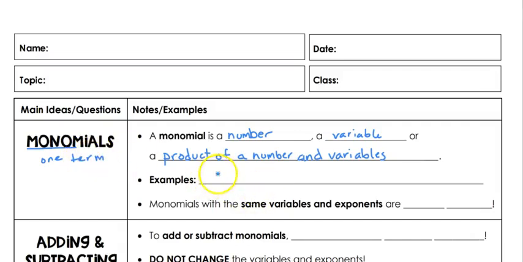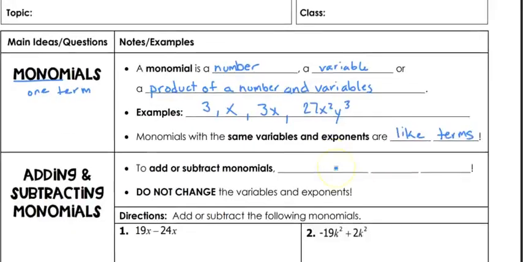So it could be like 3, that's a monomial. x is a monomial. 3x is a monomial. 27x squared y to the third is a monomial, because there's no addition or subtraction. It's just numbers and variables, and they can be multiplied. Monomials with the same variables and exponents are what we call like terms. They have to have the same variables and the same exponents.